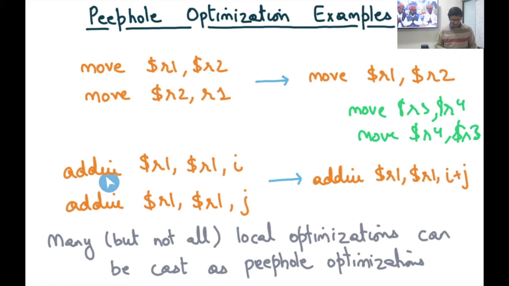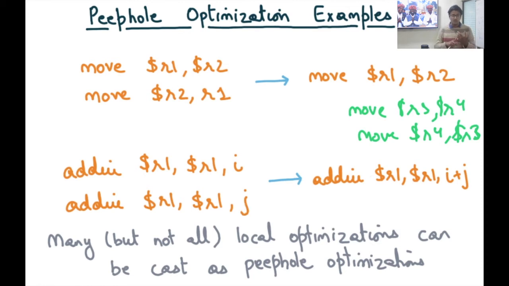Here's another example of a peephole optimization rule. It says ADDIU $R1, $R1, I. So recall that this means that R1 is updated with R1 plus I. So I is added to R1. And I here is supposed to be an immediate value or a constant value. And similarly, the second instruction is ADDIU $R1, $R1, J. That adds another constant J.